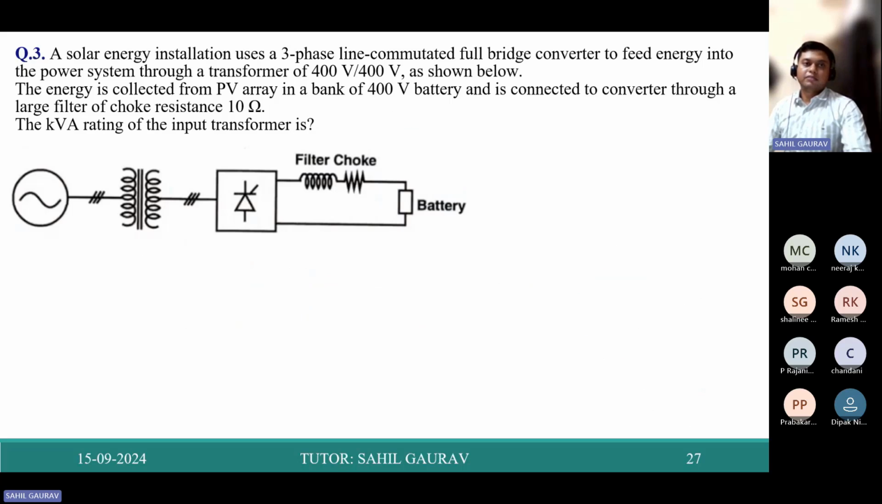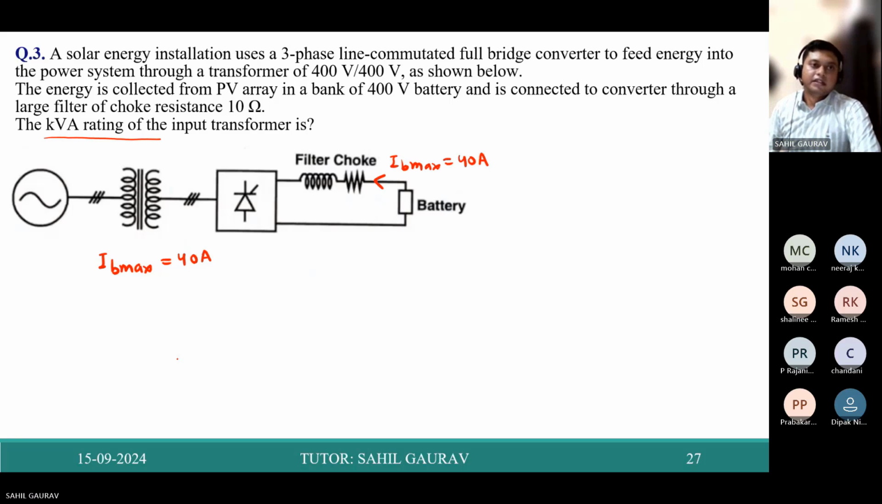Now let us see the next problem. The problem is the same. You have to find the kVA rating of the input transformer. So we will use this value, IB max, which we have found as 40 ampere. So we have to find the source current RMS first.